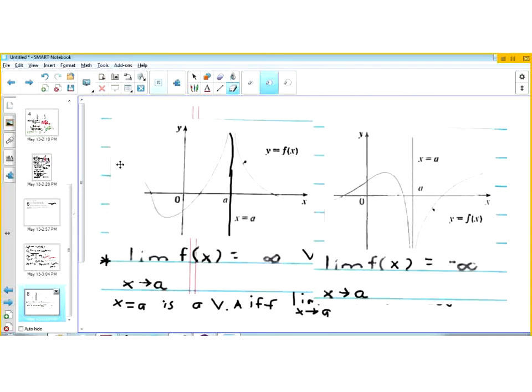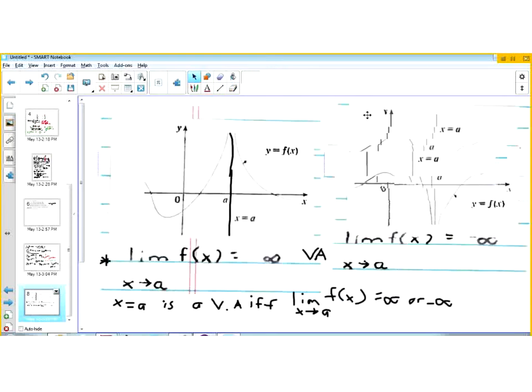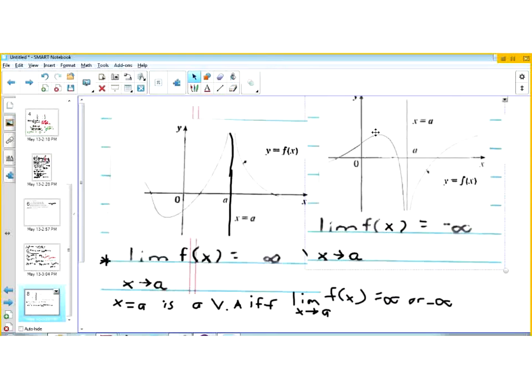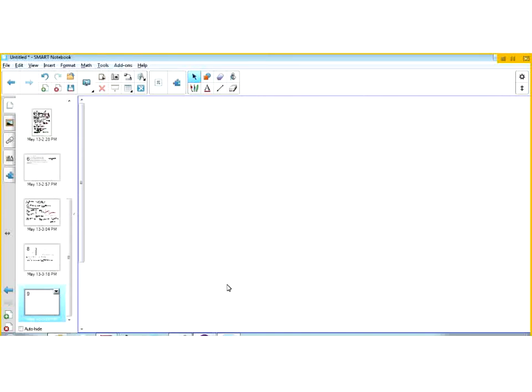So look at this drawing. As x approaches a from either side, the output goes to minus infinity. And so x equals a, again, is a vertical asymptote. All right. There are other examples of vertical asymptotes. You don't need two-sided limits to have the presence of a vertical asymptote. There are some strange cases where a one-sided limit is sufficient for the presence of a vertical asymptote.